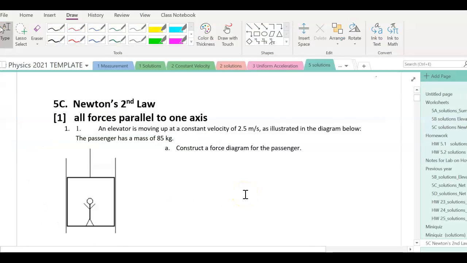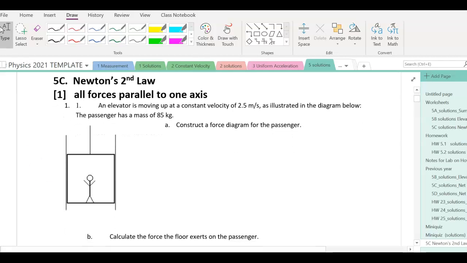This webcast talks about Newton's second law, and we're first going to look at how to apply Newton's second law in situations where all of the forces are parallel to a single axis. So we just finished the elevator lab, and so these first few situations involve an elevator. At first we're looking at an elevator that's moving up with a constant velocity.